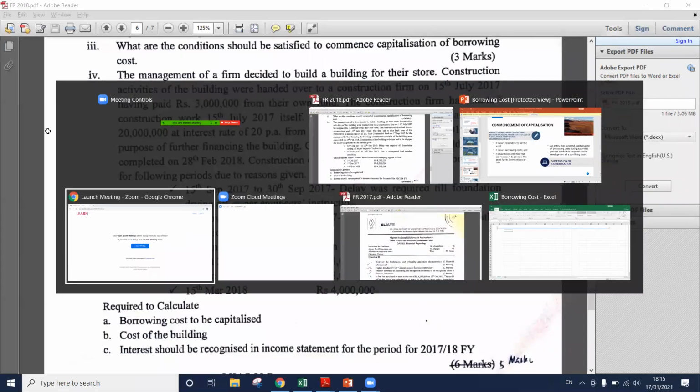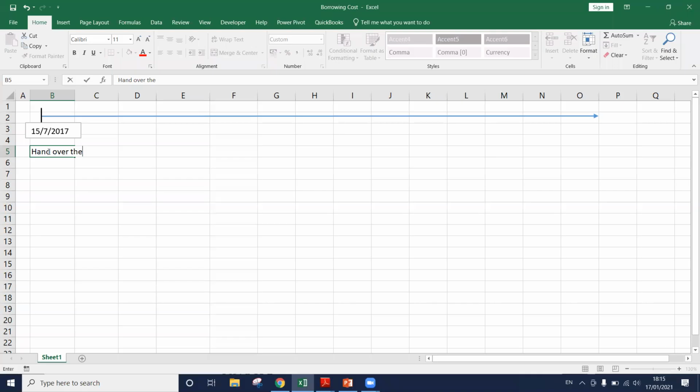So we can map these data. On 15th July 2017, we handed over the construction to a construction firm on this date, having paid 3 million from their own fund. This much of amount has been paid, 3 million. That is what is here.